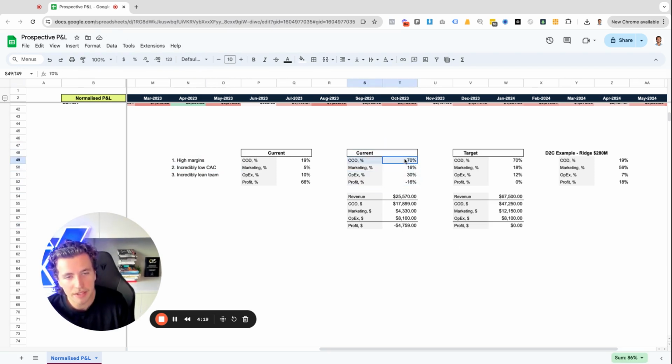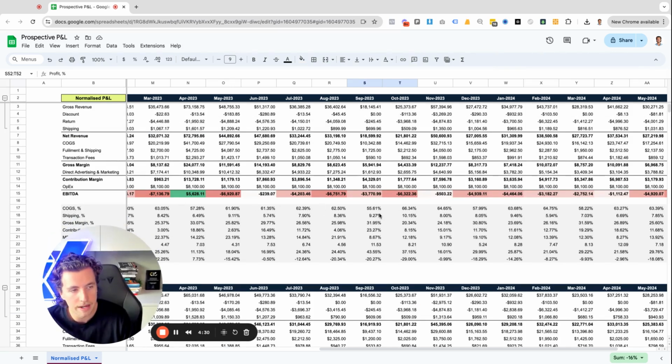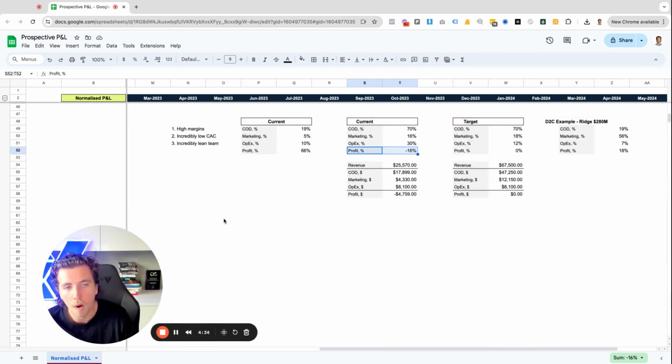They had 70% cost of delivery. They were allocating 16% to marketing, and their OPEX was 30%. And so they were negative profit. They're sitting at negative 16%. And you can actually see this in the P&L over time, where they're negative almost every single month historically, with one profitable month. Why is that?